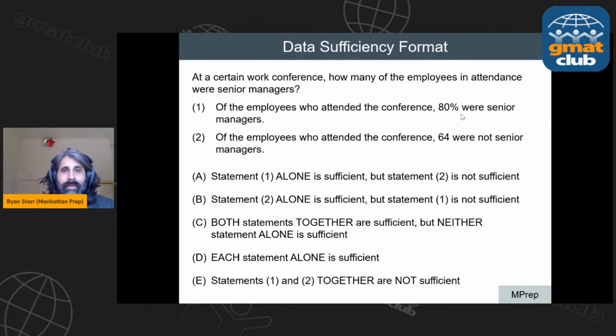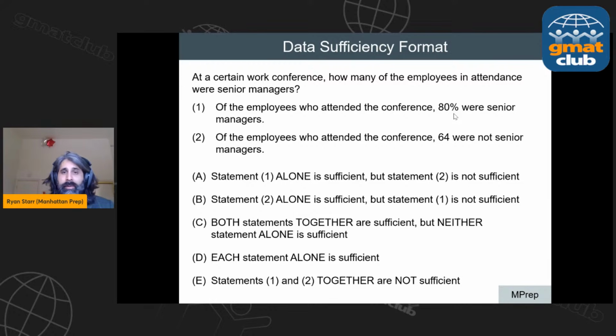As far as the GMAT is concerned, everything in the known universe is either a senior manager or not a senior manager. So when you see these two phrases, senior managers, not senior managers, what you've got is a mutually exclusive, collectively exhaustive set. All right, 100% of the things. Meaning if 80% were senior managers, 20% were not, and if the 20% of attendees who were not senior managers is equivalent to 64, you can use that to figure out what 80% would be equivalent to. So it's a math question, but it's a logic question, and this is what it's basically always been.